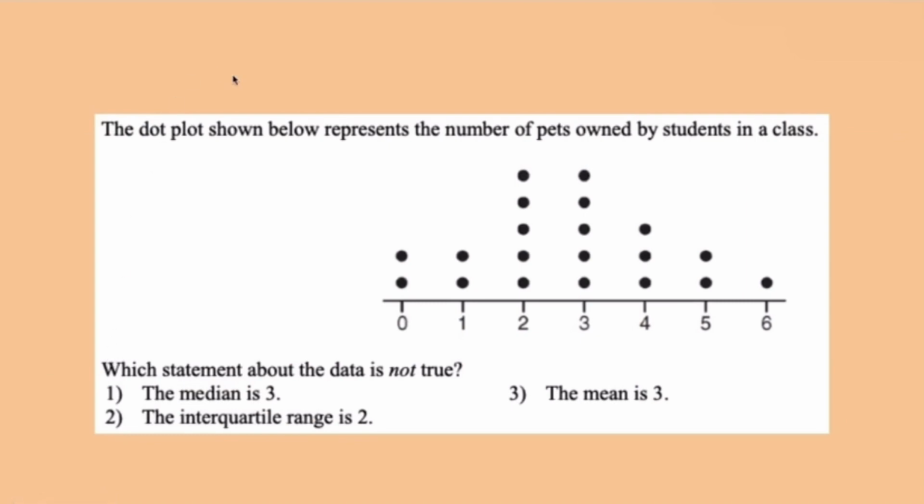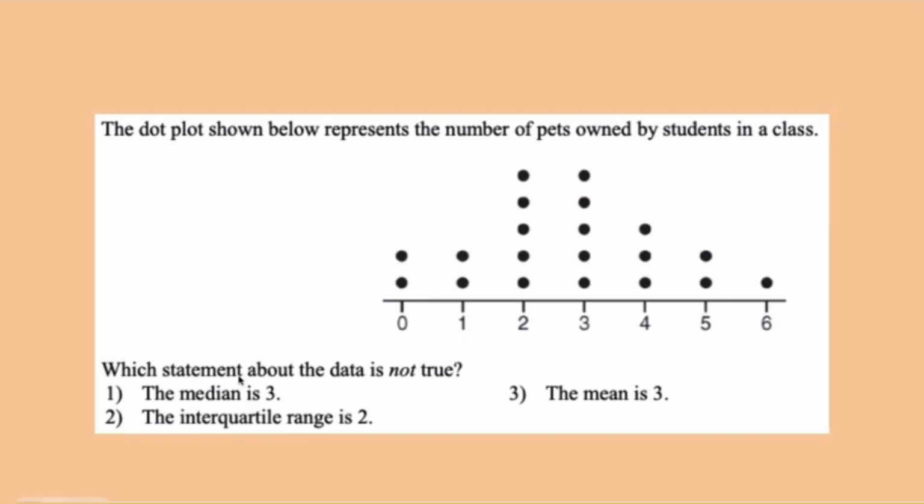For this question, we have a dot plot, and they did ask for quite a lot in this question. They're asking which statement about the data is not true. So they're asking for the median, the interquartile range, and the mean. If you remember, the interquartile range is quartile 3 minus quartile 1. So you'd have to write all of these out or place them in your calculator. For the mean, you'd have to add them all up and then divide by the number of dots, since that's the number of numbers.